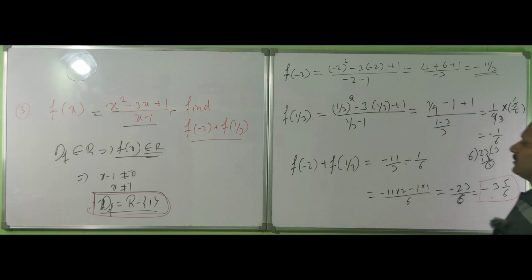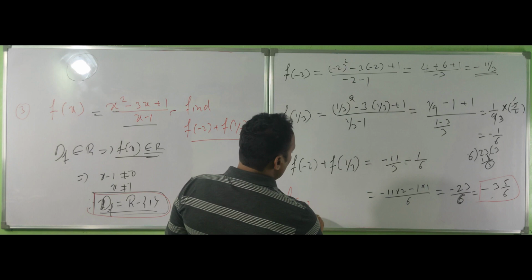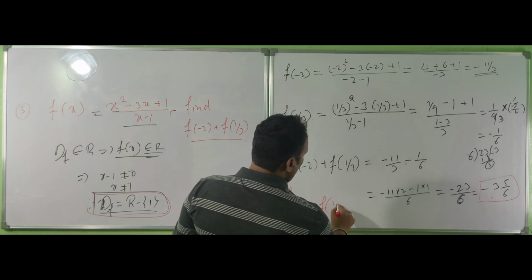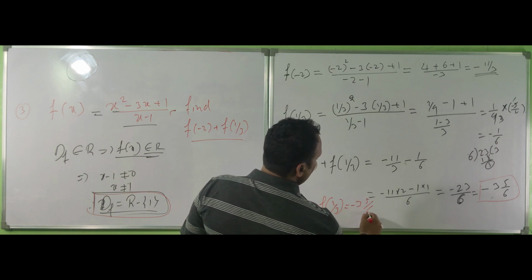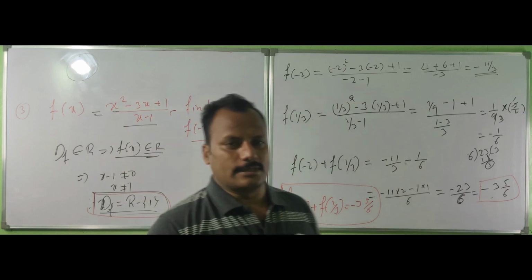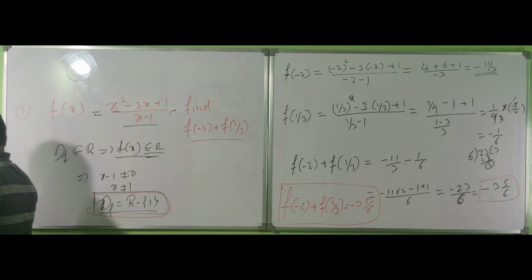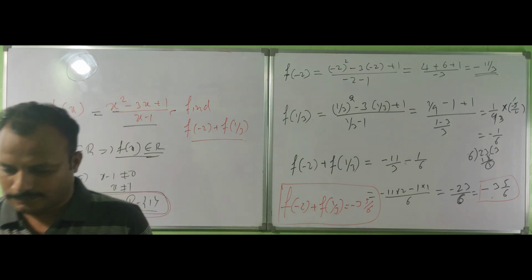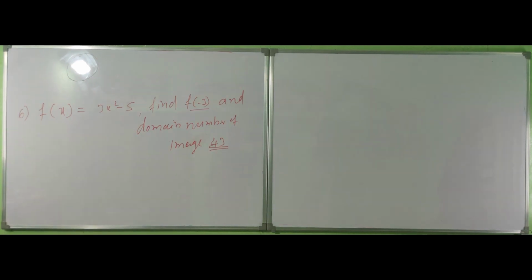This is the answer. F of minus 2 plus f of 1 over 3 is equal to minus 3 5 by 6, as a mixed fraction. This is the simple one only. Let's see the next question. The next question is quite important.